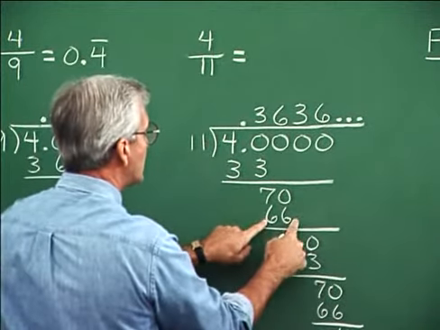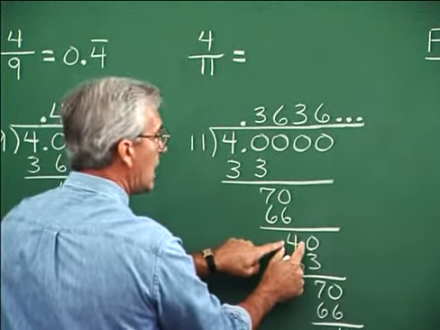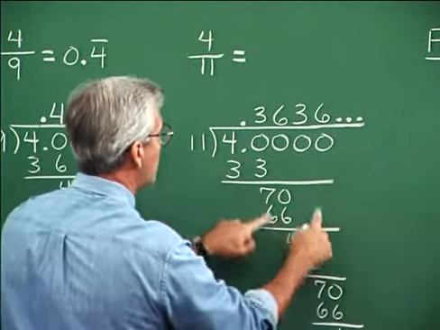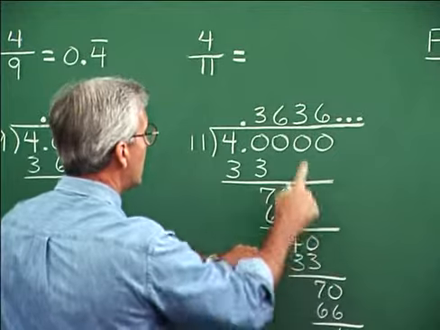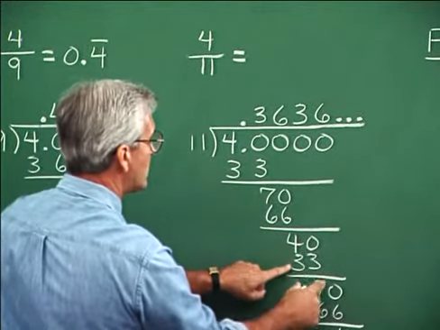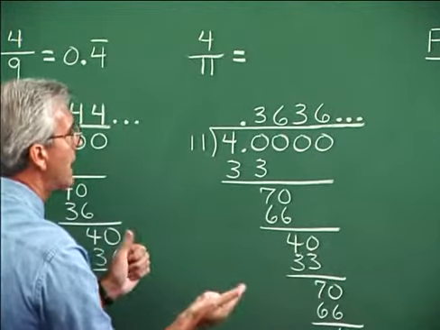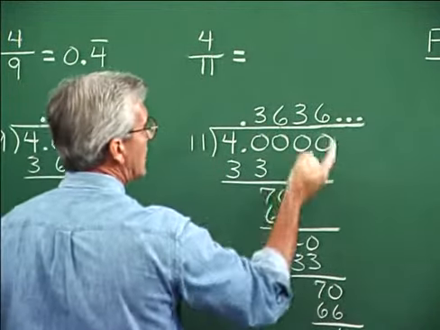6 times 11, 66. Subtract, we get 4. Now this 4 with the 0 that's brought down starts the whole process over again. So we're going to get 3. 3 times 11, 33. Subtract, we get 7 as we did before, and so on. So this situation is repetitive, and it's 2 digits that are repeating.